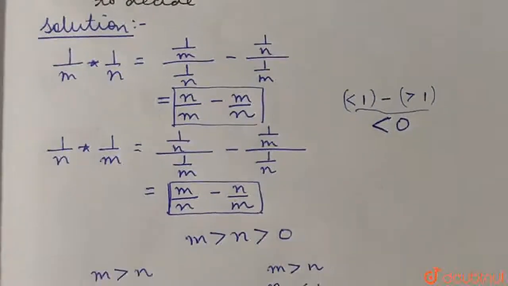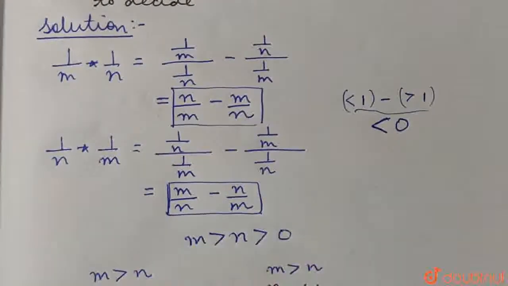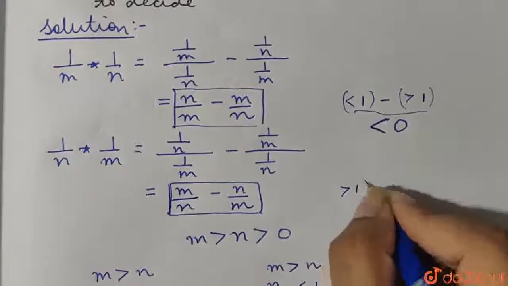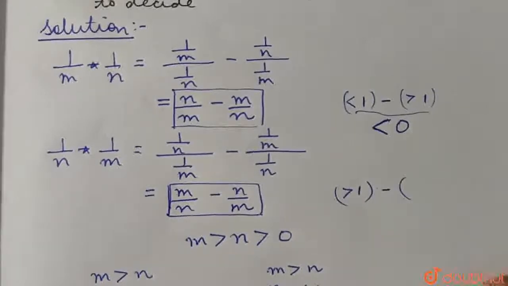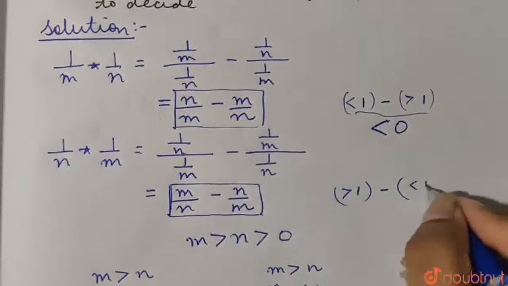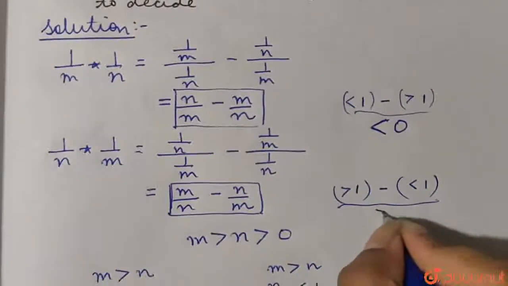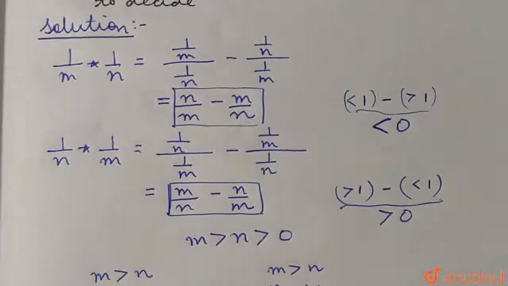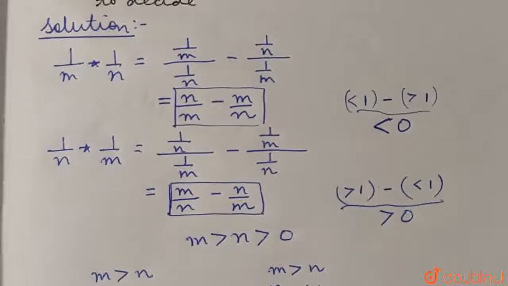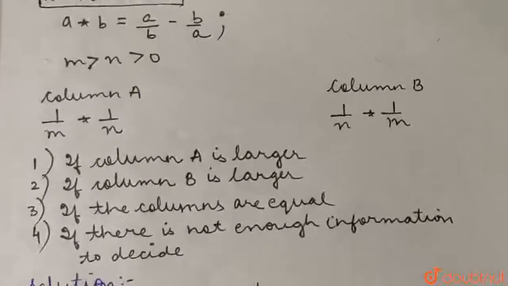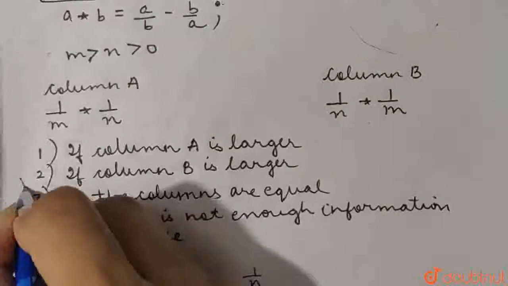But if we look at column B, M by N. Since M by N is greater than 1, this first quantity is greater than 1, and the second quantity N by M is less than 1. So a number greater than 1 subtracted from a number which is less than 1. So the ultimate result would be a positive number. So that means the column B would be larger. So from the options, option 2 is the correct answer.